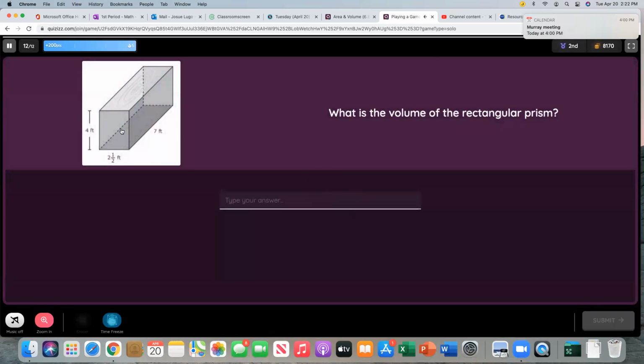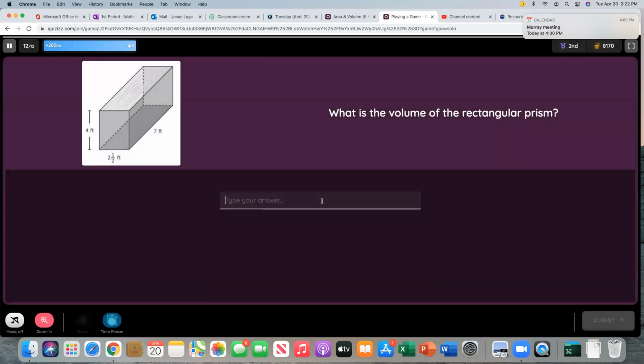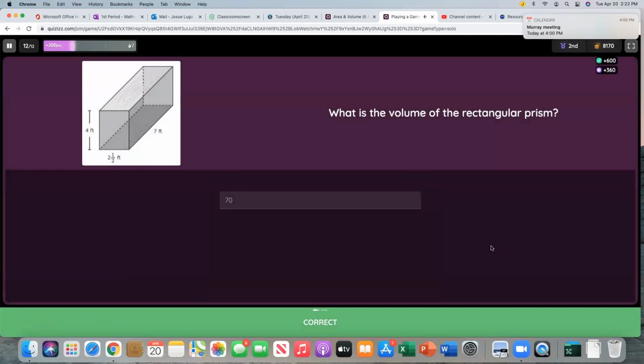Lastly, ladies and gentlemen, volume of rectangular prism, we need length times width times height. So 4 times 2.5 will be 10. 10 times 7 is 70. Ladies and gentlemen, the answer is 70. And that's it.